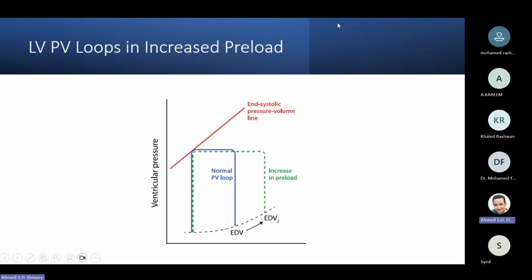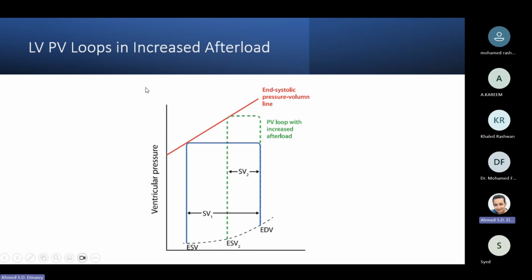And these are the pressure volume loops of a patient with increased preload status. So this is a normal heart, and the end diastolic volume and diastolic pressure are here. So it moves to the right side to this point. That means the preload state of this patient has been increased, but the systolic function is still the same.